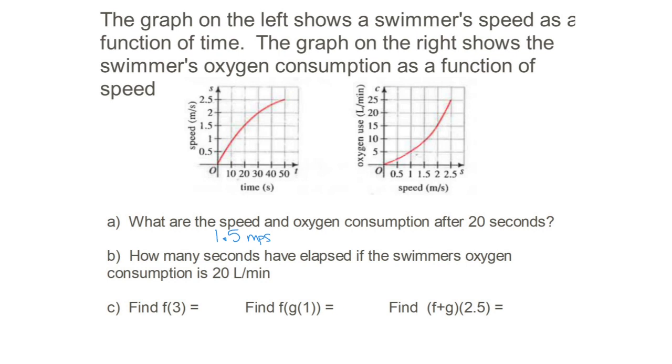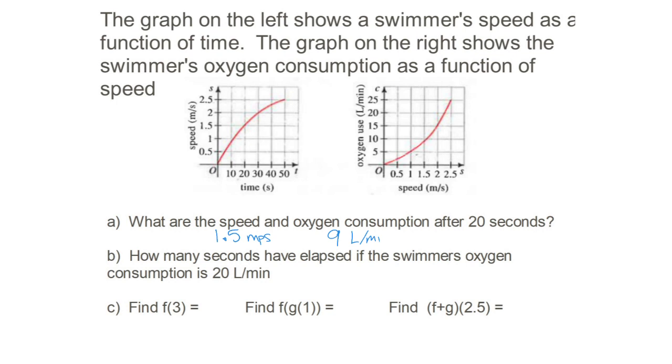But it also wants to know the oxygen consumption. And the problem with that is in this graph, it doesn't talk about time at all. So what we do is we have to take our answer from one and plug it into the other, because at 20 seconds, our speed is 1.5. So then we come over here and say, okay, our speed is 1.5. How much oxygen are we using then? And that doesn't look like it's quite at 10, so maybe at, let's say 9, I guess. So I would say the oxygen consumption is 9 liters per minute.